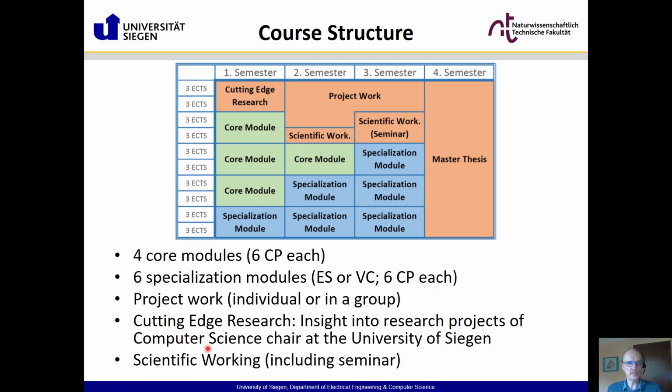The course structure of our master comprises core modules, depicted here in green, which are mainly studied in the first 2 semesters. You have to pick 4 of them. I will give you a list on the next slide. There are 6 specialization courses that are dedicated to the study focus of either embedded systems or visual computing. Moreover, there's a project work where you, as an individual student, collaborate in a research group of computer science or in a group of students that investigates its own project.